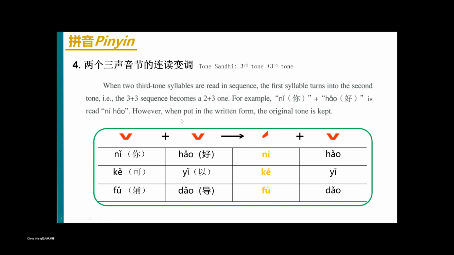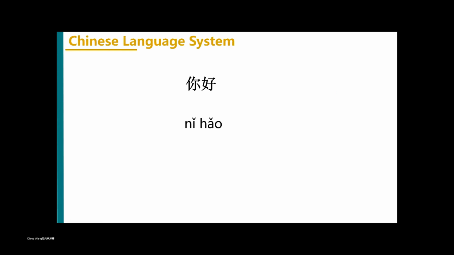But in the rule, when we are writing it, we still write it in the original way. So we still write it with the third tone, but only in oral speaking do we read it as the second tone and third tone. So now let's come back to what we learned at the beginning of the class. When we say hello, we say 你好, right? So with this special rule, it sounds not like the third tone, right? It sounds like níhǎo.